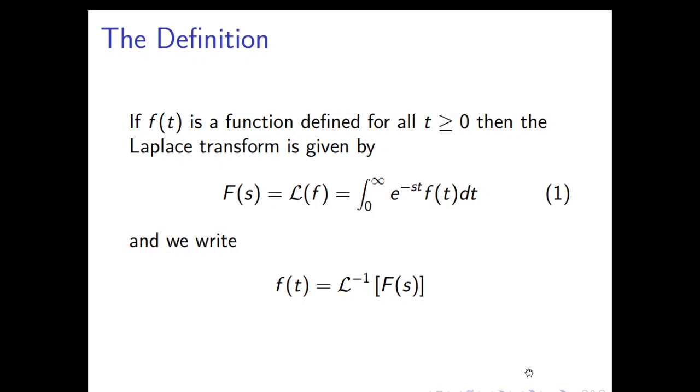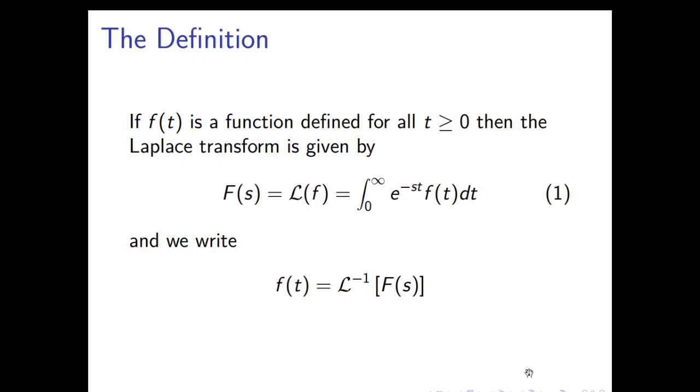Anyhow, f of t is a real valued function defined for all values of t greater than 0. Then the Laplace transform is given by F of s, capital F of s, is equal to the integral from 0 to infinity of e raised to minus st into f of t dt. Look at the similarity between Fourier transform and Laplace transform. It is an integral transform: we multiply the function f of t with a kernel, then integrate it between the limits.